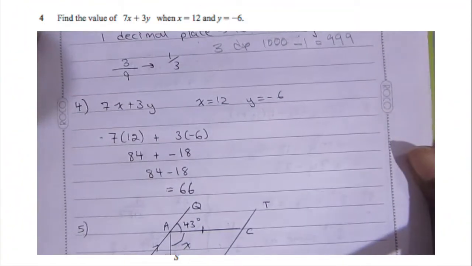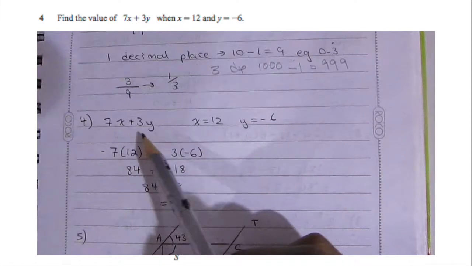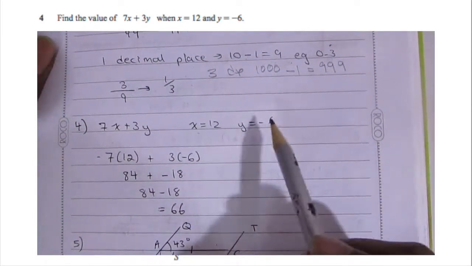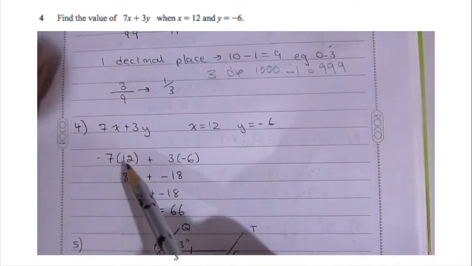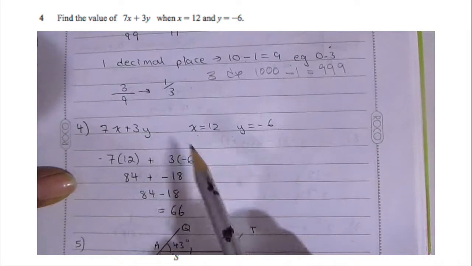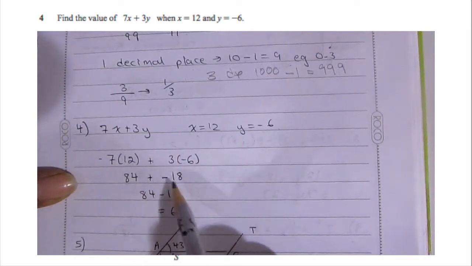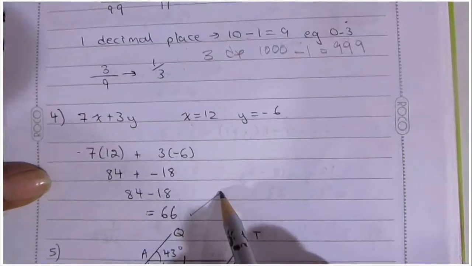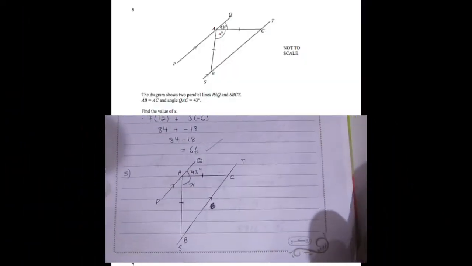Alright? Now, for question 4, find the value of 7x plus 3y, where x is equal to 12 and y is equal to -6. You're just going to substitute these values where you find x and y. So 7 times 12 plus 3 times -6. 7 times 12 gives you 84. 3 times -6 gives you -18. Subtract it from there, you got 66.